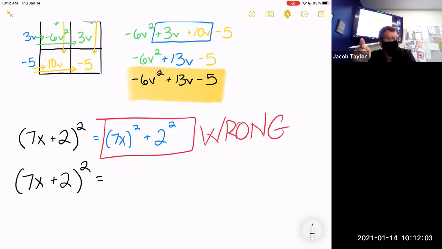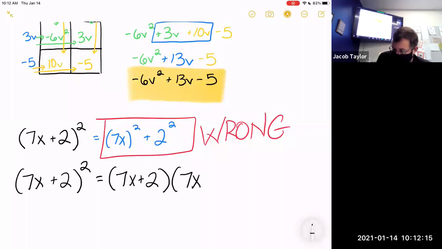When you have something that is squared, it does not mean square all the stuff in the parentheses. Squared means multiply it by itself. 3 squared means 3 times 3. X squared means x times x. Some parentheses squared means parentheses times parentheses. It's not 7x squared plus 2 squared. It's 7x plus 2 squared: the whole set of parentheses multiplied by the whole set of parentheses.